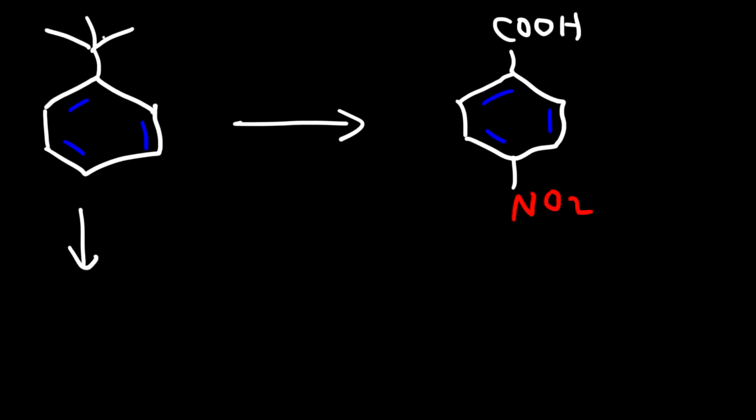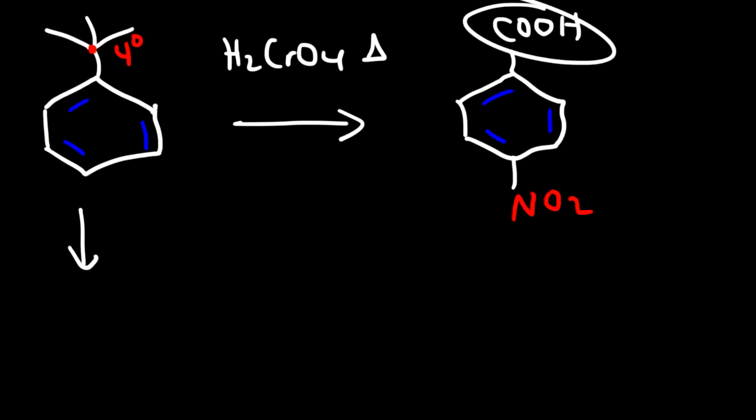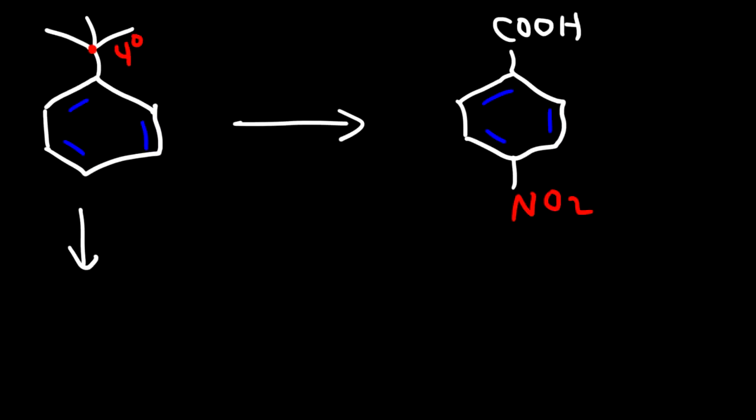Now, if we use tert-butyl, notice that this carbon here is a quaternary carbon. It has no benzylic hydrogen atoms, so it's resistant to oxidation. If you try to react it with chromic acid and heat, nothing's going to happen. It's not going to turn into a carboxylic acid. And so tert-butyl groups are resistant to oxidation. So the next best thing is to replace it with an isopropyl group. At least we have one benzylic hydrogen, so it can be oxidized into a carboxylic acid.